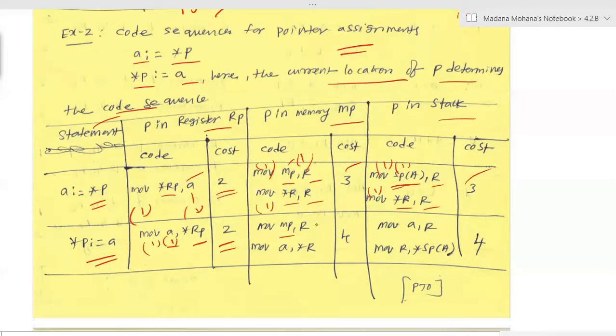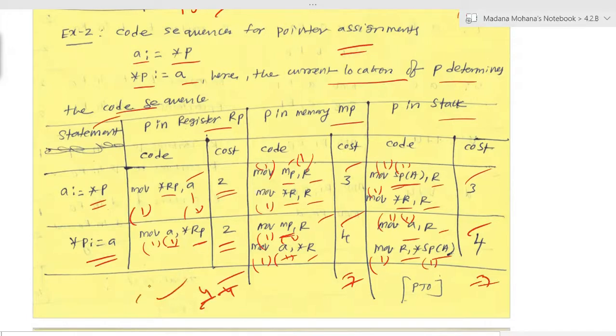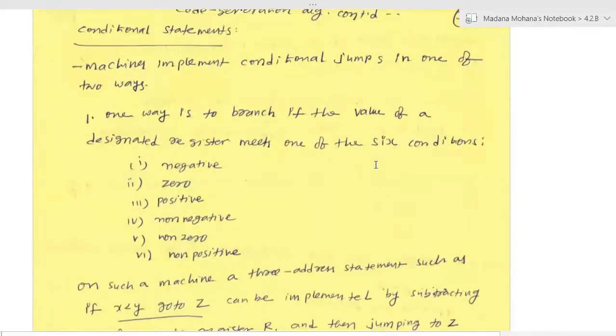Then using memory, MOV Mp, R, MOV a, *R. For Mp one location, move one location, for a one location, for move one location, cost is 4. Then for stack, MOV a, R, then MOV R, *Sp(A). For a one location, for move one location, for move one location, for stack pointer one location. Total cost is 4. Here the cost is 4, here the cost is 7, here the cost is 7. Here also again by using registers we are getting the least cost. So that is the use of registers. Whenever you can use more registers, the cost will be reduced. This is another example. So then coming to some conditional statements.